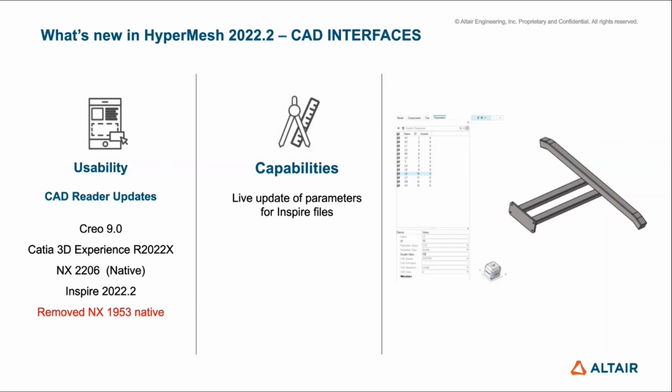So for this version for CAD interfaces, we have new reader updates: Creo 9.0, CATIA 3D Experience 2022, NX 2206, which is the native NX, and Inspire 2022.2. Based on the amount of versions that we support, we will be removing the NX 1953 native support. From the CAD interfaces, we have added capabilities of updating the parameters from Inspire files. So let me talk about it more.